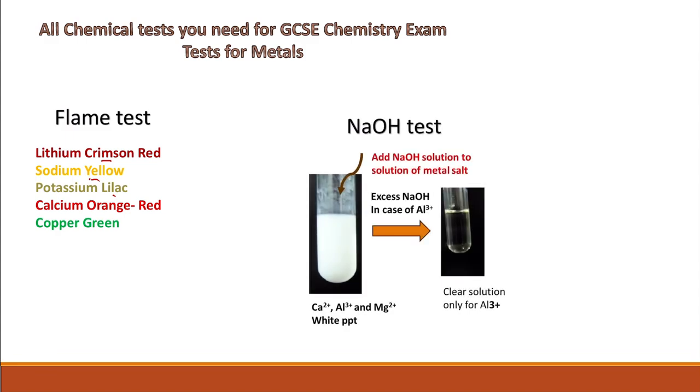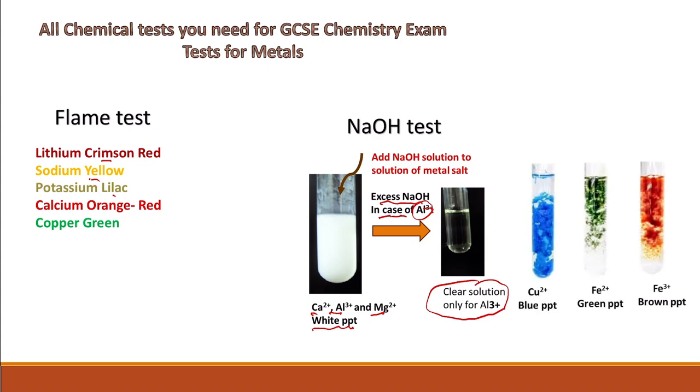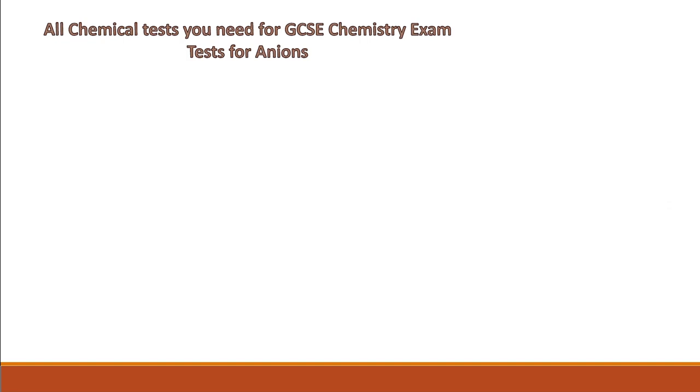Remember the sodium hydroxide test as well. So when you add sodium hydroxide solution to a solution of a metal salt, the calcium, aluminium, and magnesium will all give you white precipitate. However, if you add excess sodium hydroxide, only aluminium will give you a clear solution. So this is a way that you can differentiate between something like magnesium and aluminium. With the same test, sodium hydroxide, copper 2 plus will give you blue precipitate, iron 2 plus green precipitate, and iron 3 plus will give you brown precipitate.